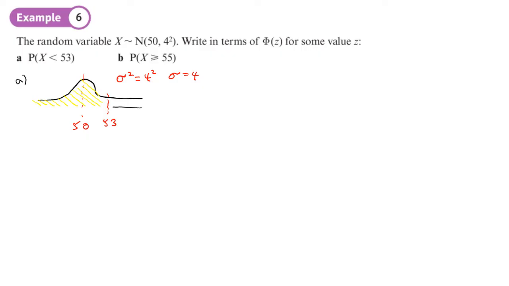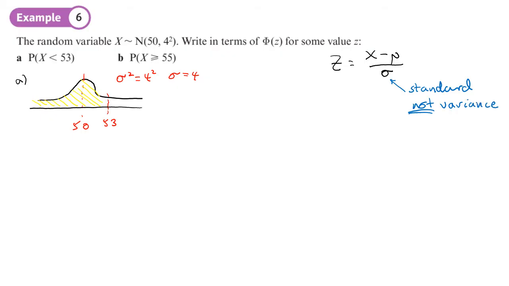in terms of z. Now we had that little formula from before: your z value is equal to your x value minus the mean, divided by the standard deviation. Do take care, remember this down here, you need to put the standard deviation, not the variance. It's an easy mistake to make because we're given the variance as 4 squared, so don't put 4 squared down here, we're going to put 4.